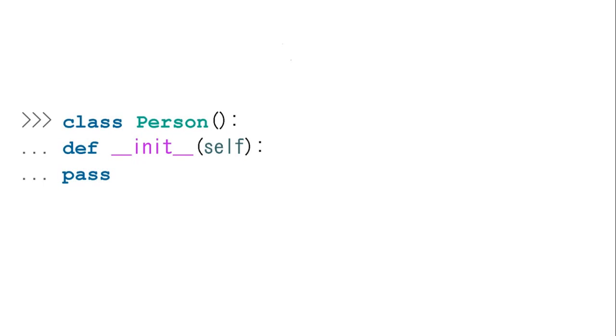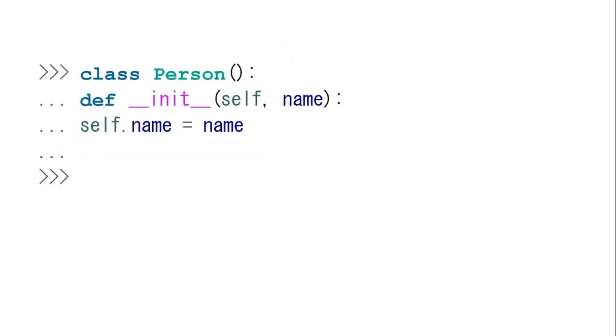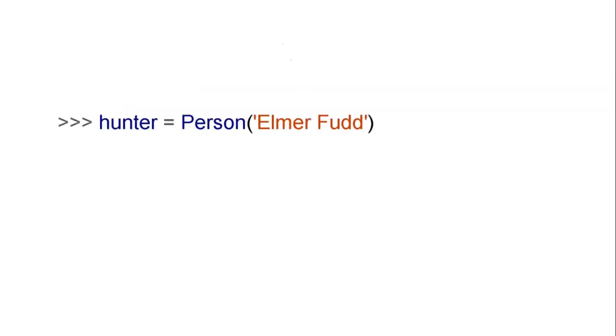But even that second Person definition did not create an object that really did anything. The third try is the charm that really shows how to create a simple object in Python. This time we will add the parameter name to the initialization method. Now we can create an object from the Person class by passing a string for the name parameter. Here's what the line of code does.